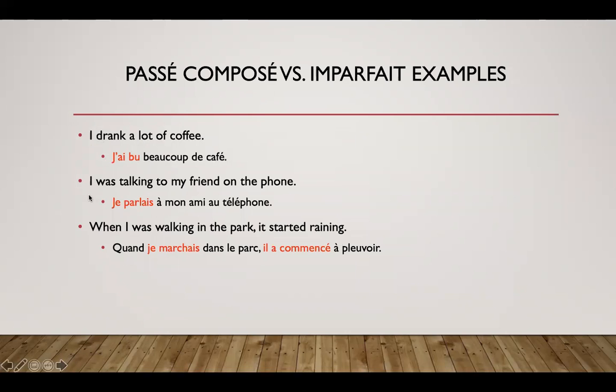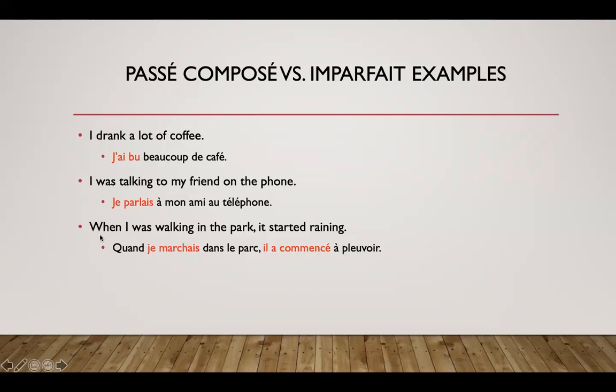The second example is "I was talking to my friend on the phone," which is je parlais à mon ami au téléphone. When you have "was," that's a really good indicator that you're going to be using the imparfait. It's a pretty easy one just because there's "was" and it's describing an action that has not been said to have been completed.